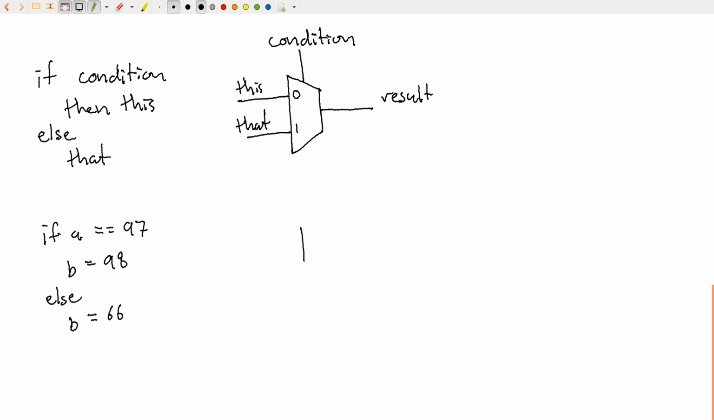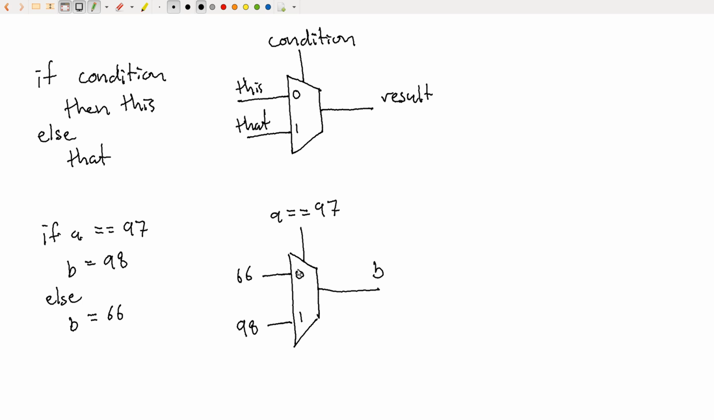So our condition just becomes, we have some box, some logic that is going to implement A equals 97. That can go into our multiplexer, and then this is the value of B. And so if A is 97, so that would be the one case, we'll put 98 would be the value of B, and otherwise 66 is the value of B.